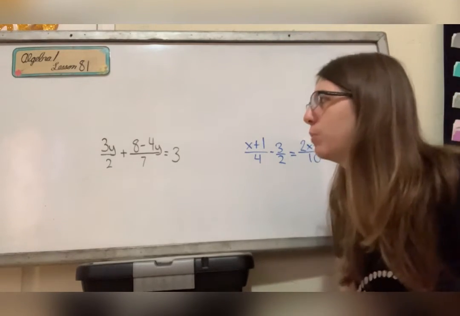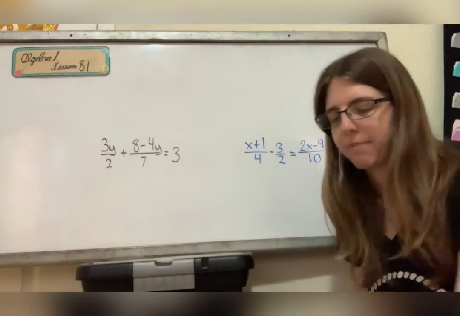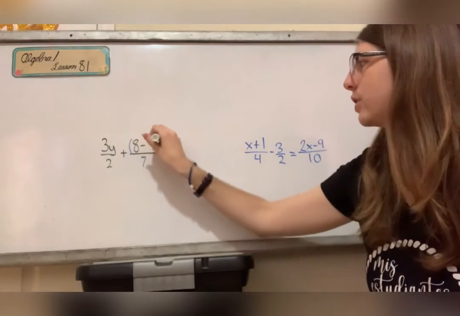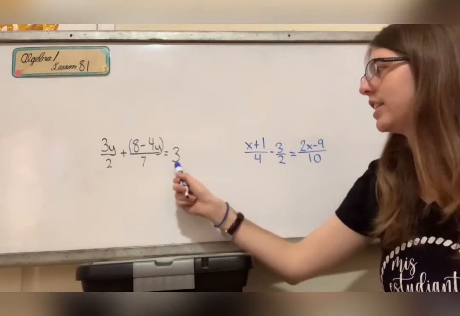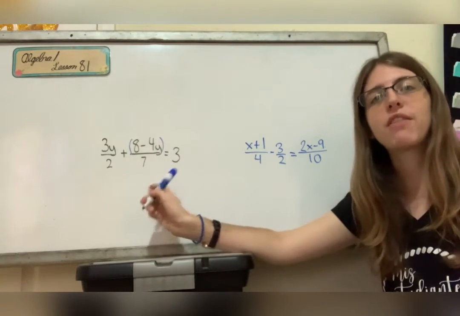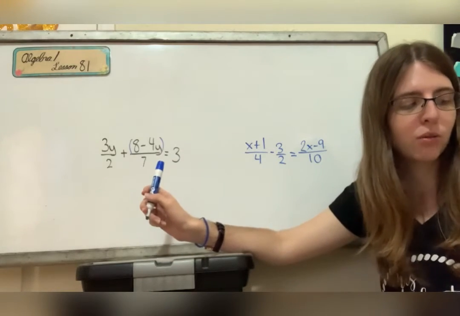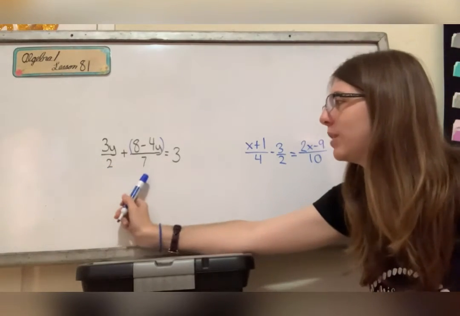3y over 2 plus 8 minus 4y over 7 equals 3. Before I start, I'm just going to close this off in parentheses so I don't get anything confused when I go to multiply. Since this 3 is a whole number, not a fraction, I don't have to worry about it when I find my least common multiple. But I do have to worry about it when I go to multiply. So what's the least common multiple of 2 and 7?